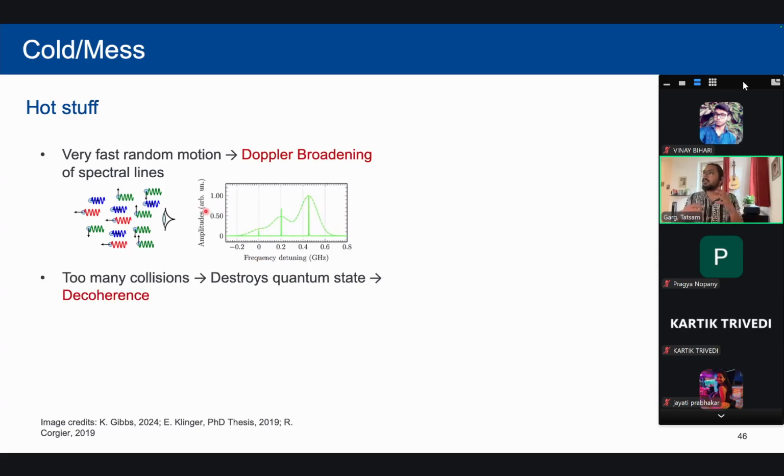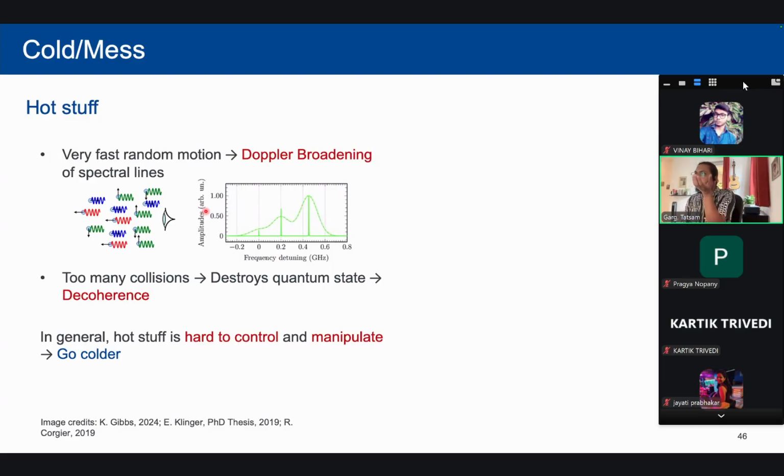The other thing is that these things collide so much that it destroys any carefully prepared internal state of the atom. So I might have prepared my atom in a certain level of the ladder where I want it to stay, but if it collides inelastically, it destroys the state. In quantum language, we call this decoherence. In general, this hot stuff is very hard to control and manipulate. And it's even very hard to trap.